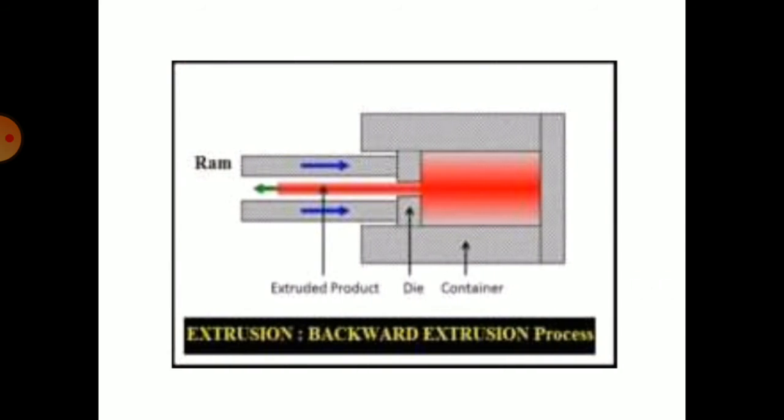This is the process for backward extrusion, in which you can see that the material is stationary in its place and the ram is pushing it, and the die is in the ram itself. The material is extruded through the die and backward extrusion takes place.